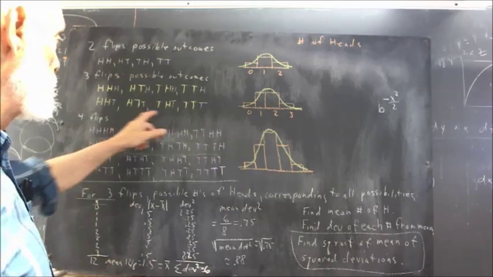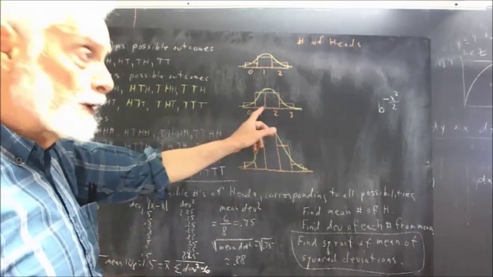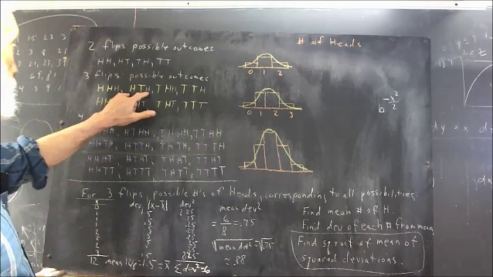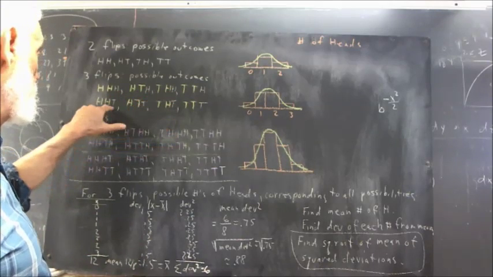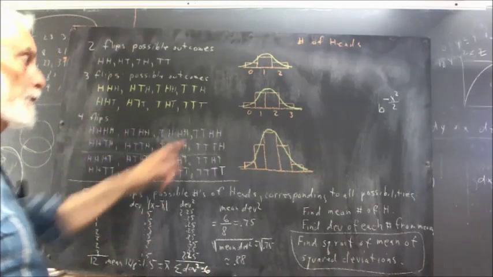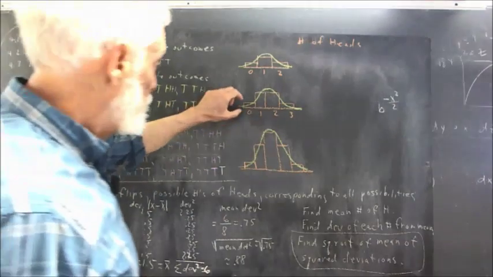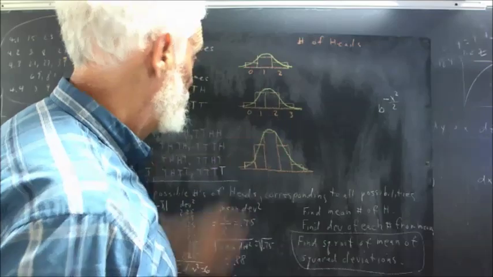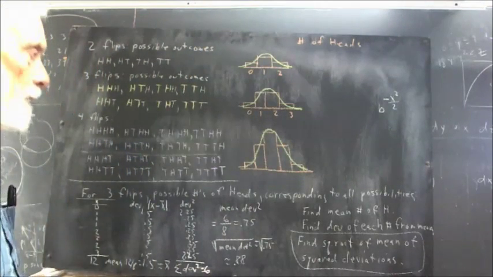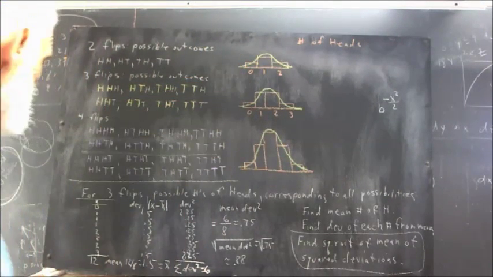1, 2, 3. There are 2 ways to get 2 heads. Here's a way, and here's a way. And there's just one way to get 3 heads. So we have this histogram. Ignore the green curve for the moment.